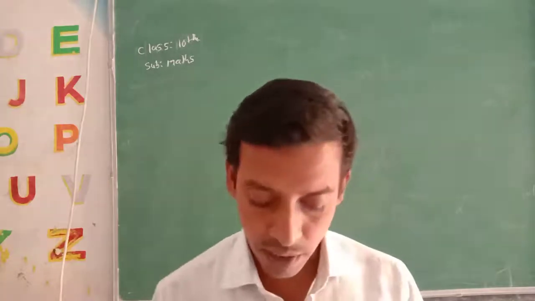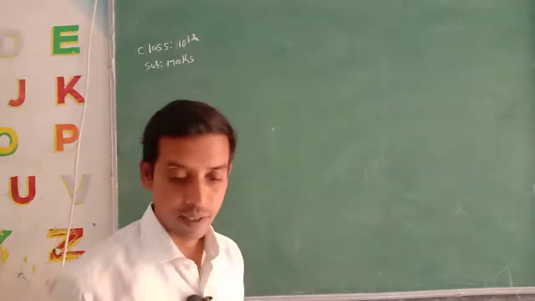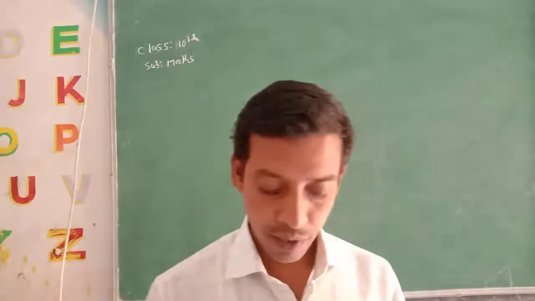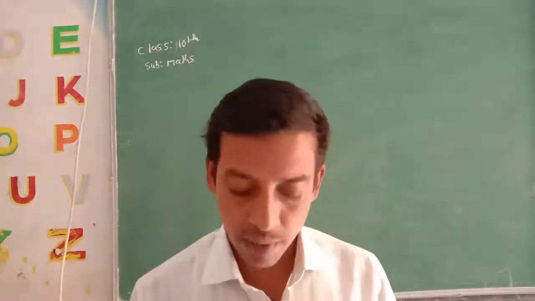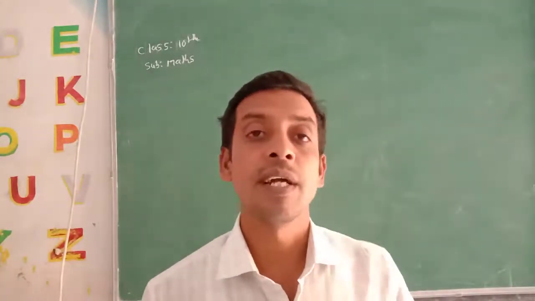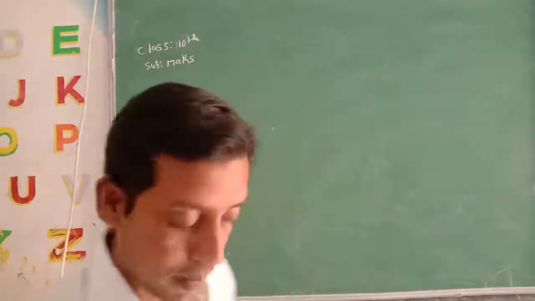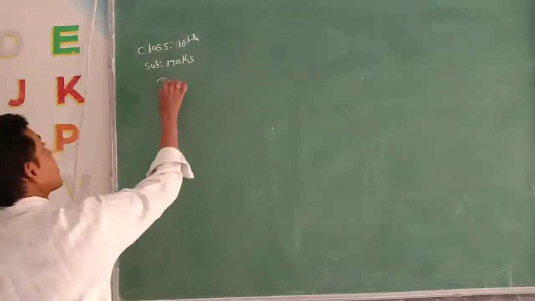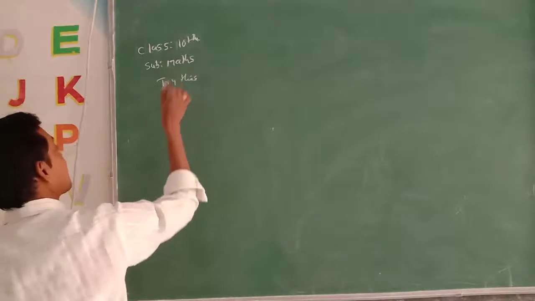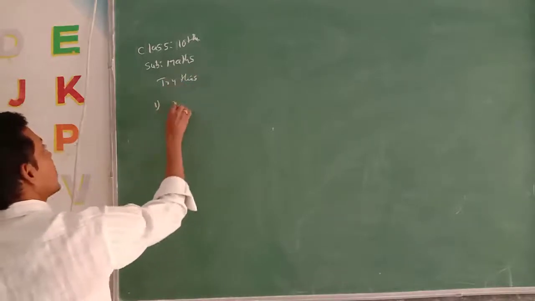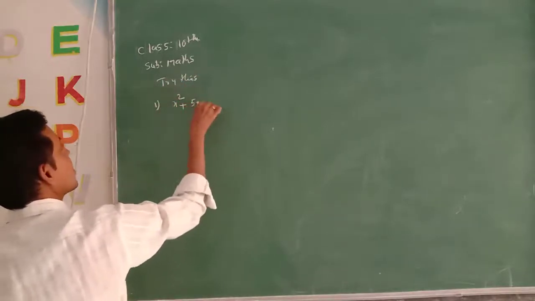Next, page number 59. Write the quadratic equation. Polynomials have two zeros each. Write the quadratic polynomial. So first, try this. First one, we can write here x square plus 5x plus 6.